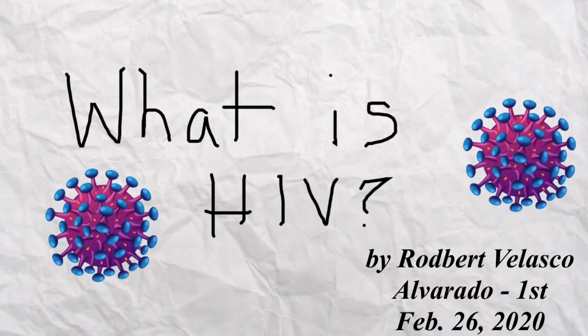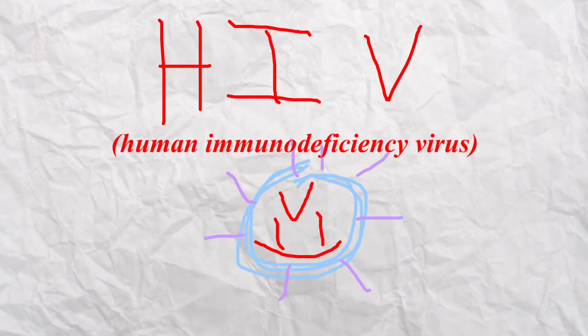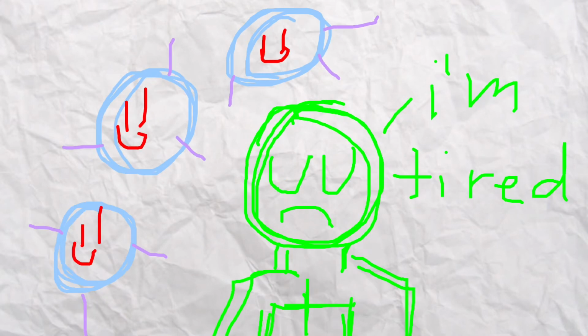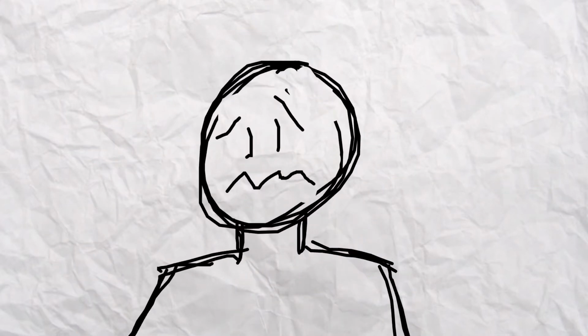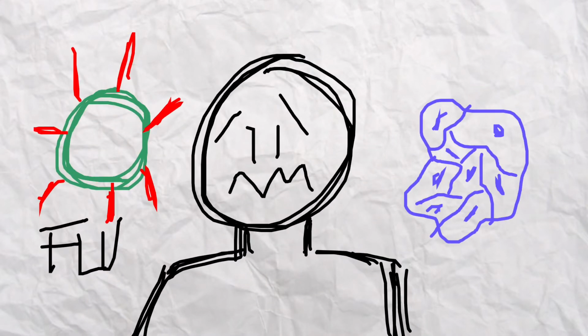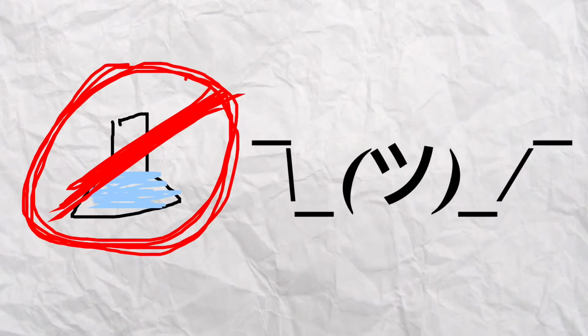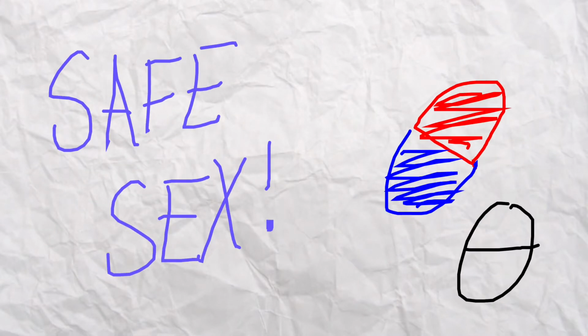What is HIV? HIV, or human immunodeficiency virus, is a virus that weakens the immune system, making a person susceptible to death from disease or even cancer. Though there is no known cure for HIV, there are many ways we can prevent and treat the virus.